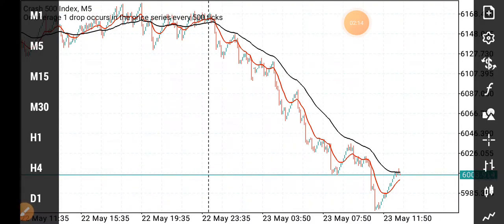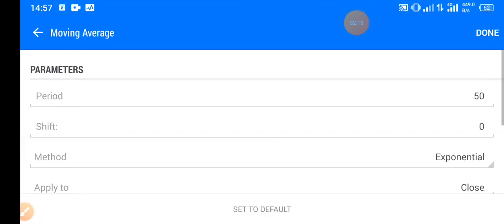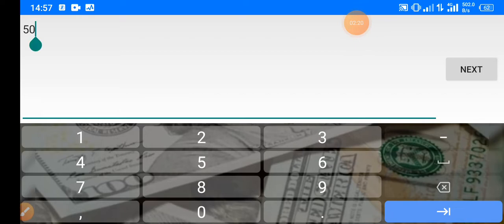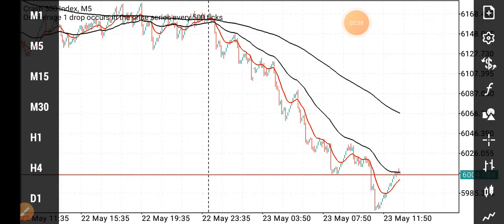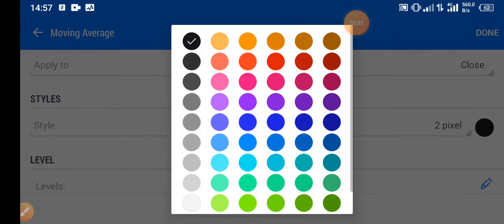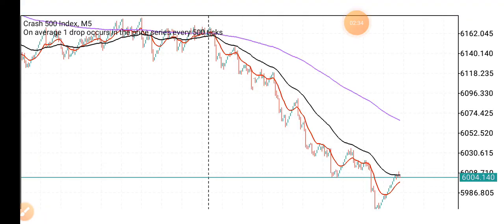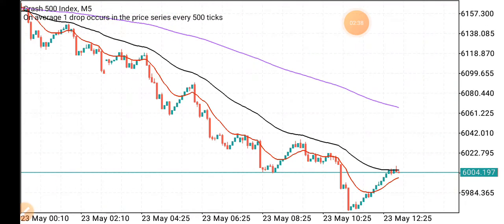Now I'm going to be adding the final moving average. This moving average is going to be moving average 200. Then click done. Oh, I forgot to change the color. For the 200 moving average, I'm going to be choosing purple. So that's it. These are the only indicators we're going to be using for now.